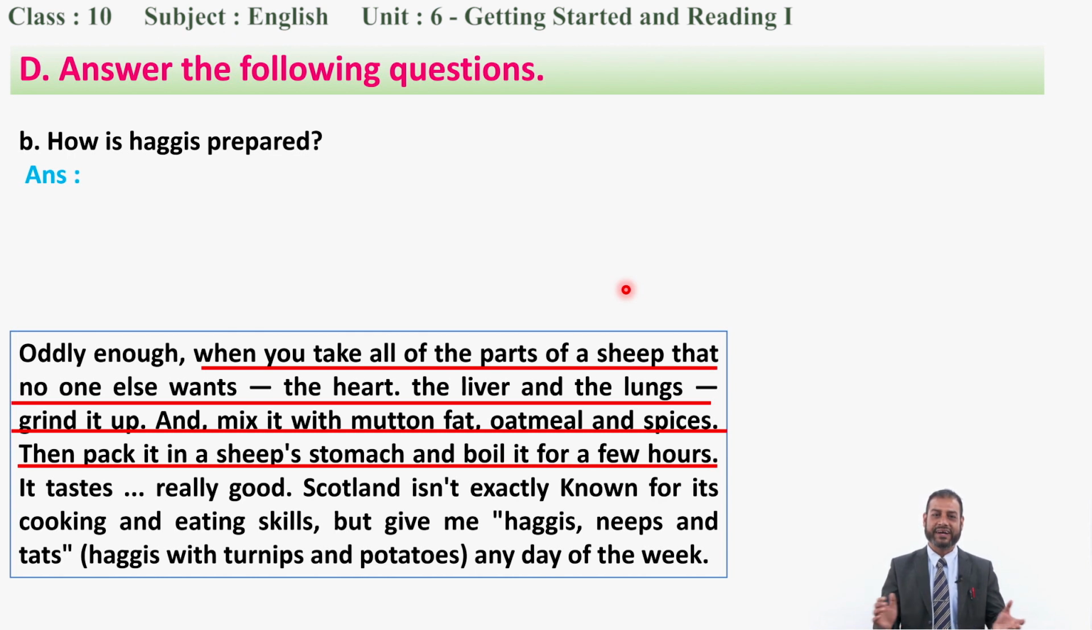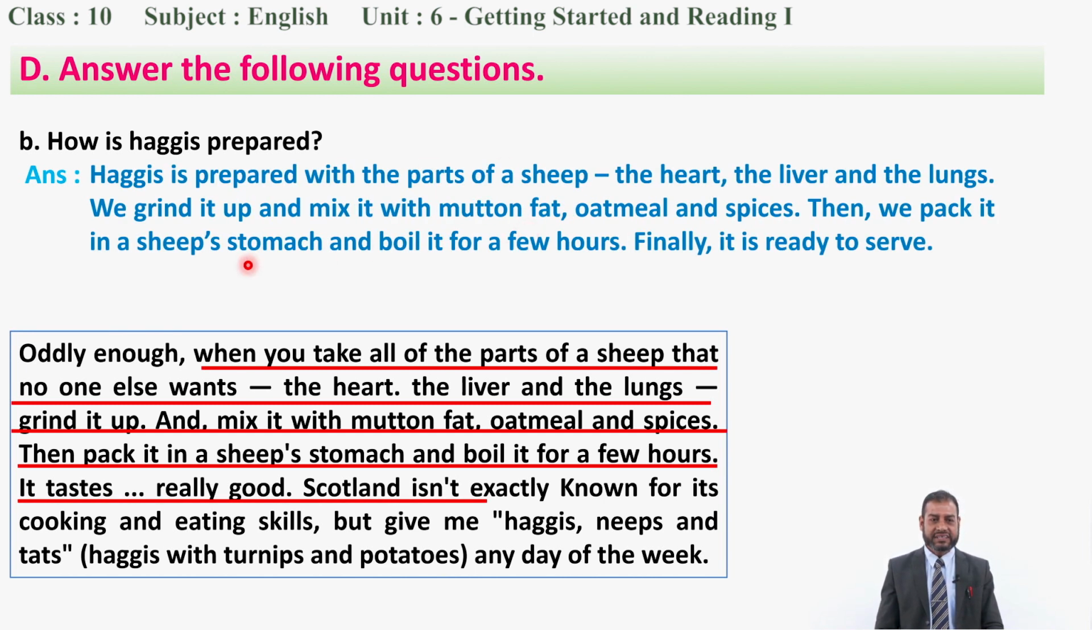So, how do you write the answer? You can write your answer in this way, okay? Haggis is prepared with the parts of a sheep, the heart, the liver and the lungs. We grind it up and mix it with mutton fat, oatmeal and spices. Then we pack it in a sheep's stomach and boil it for a few hours. Finally, it is ready to serve, okay?